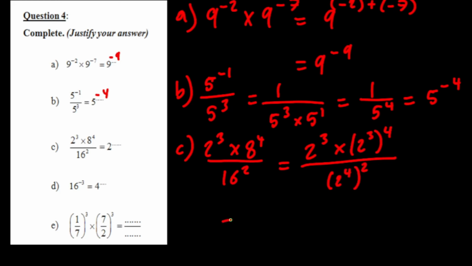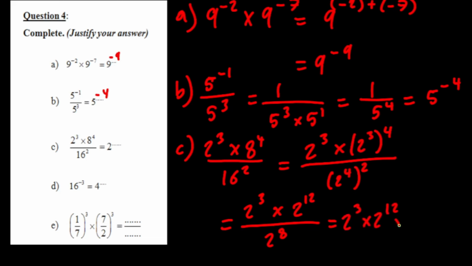Now that we have it in this form, we can simplify even further. So we have 2 to the power of 3 multiplied by 2 to the power of... Once we have power to the power, we multiply the exponents. So we have 3 multiplied by 4, which gives us 12, over 2 to the power of 4 multiplied by 2, which is 8. And to solve this, that's the same as 2 to the power of 3 multiplied by 2 to the power of 12 multiplied by 2 to the power of negative 8.